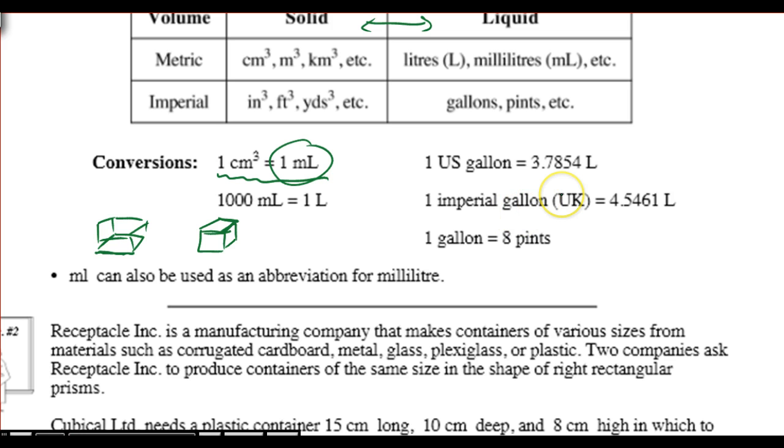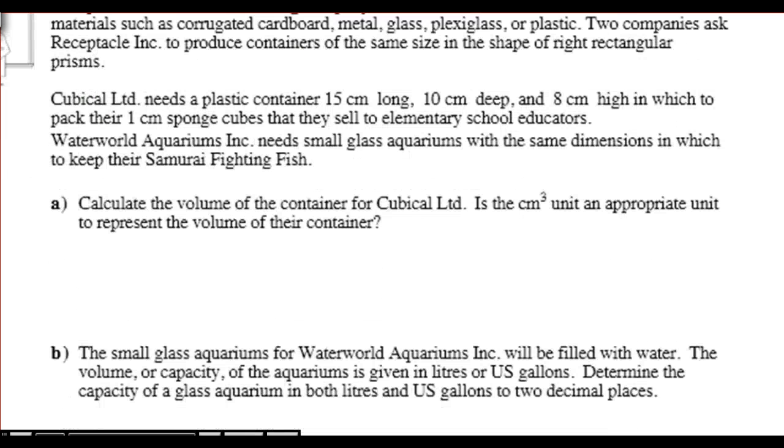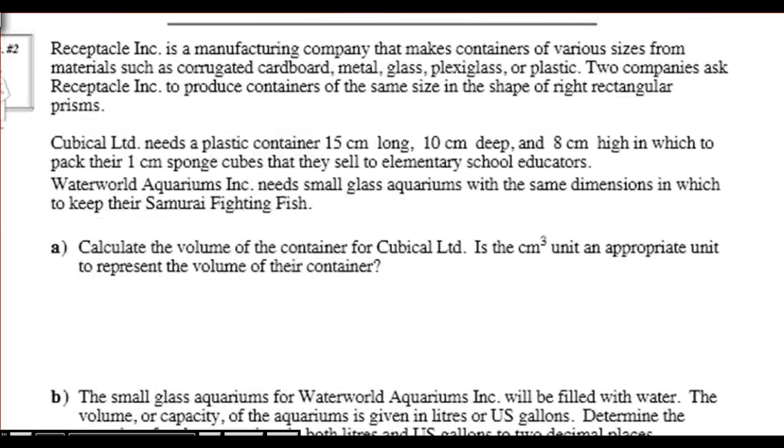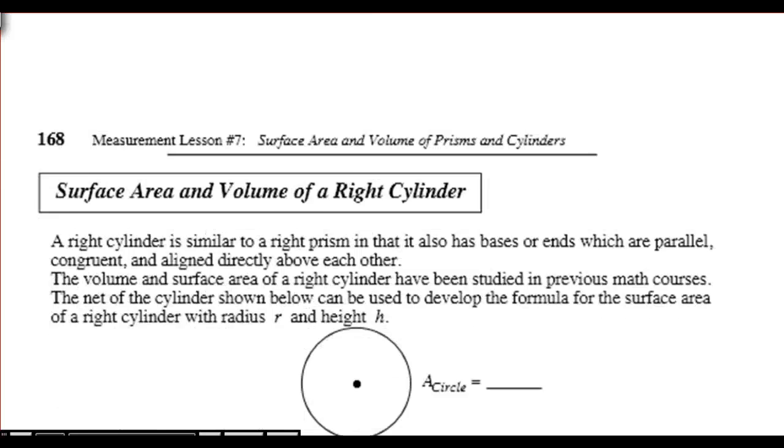Okay, the imperial gallon is different. It's more than 4 liters. It's actually 4.5 liters. Okay, and then a gallon, again, this is US gallon, has 8 pints. Okay, and a pint is about half a liter, I believe, so 500 milliliters. Anyway, okay, let's do some examples with that right now. Okay, I'm going to skip this example. It's a little bit wordy. You guys can try that one at home. I will cover some of the same ideas in the next couple of questions here.